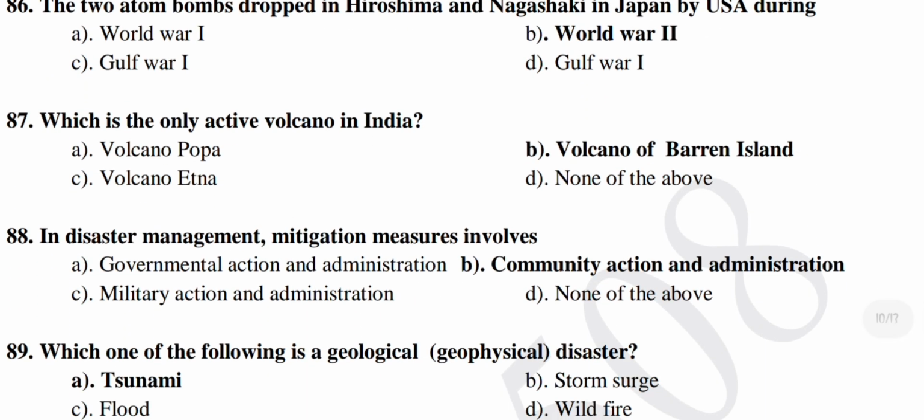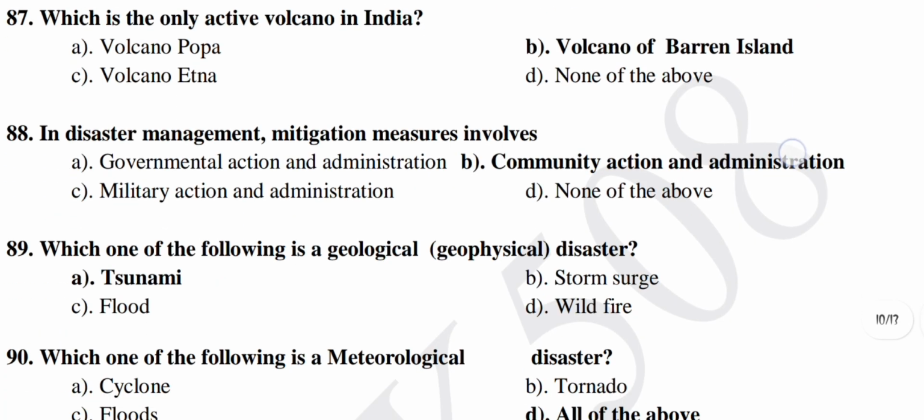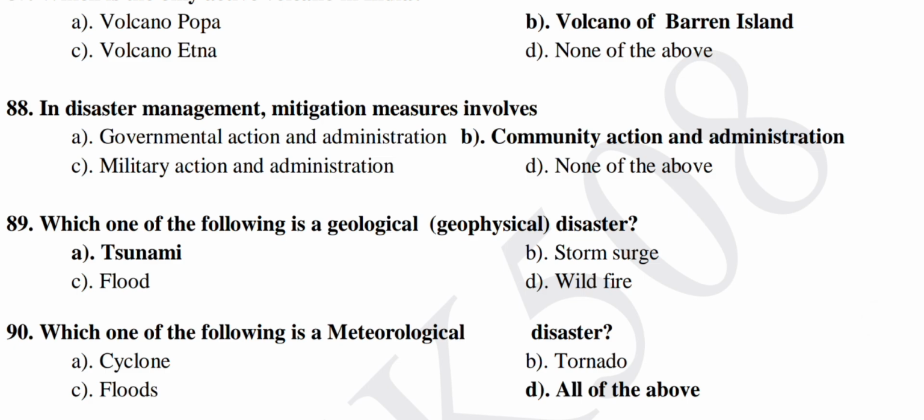87. Which is the only active volcano in India? Option B, the volcano of Barren Island. 88. The disaster management mitigation measures involve? Option B, community action and administration.